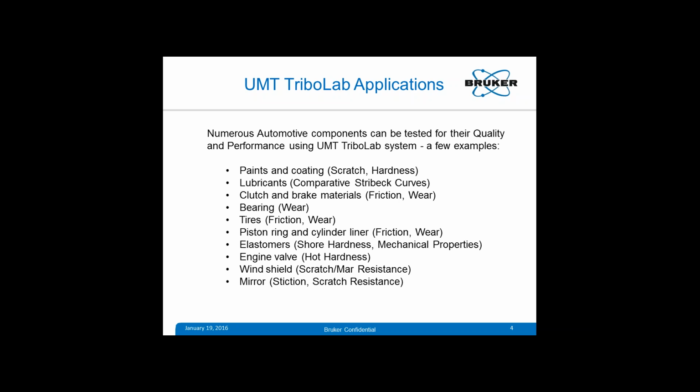Elastomers, which are used in automobile industries, can be evaluated for hardness, usually Shore hardness, which I'll explain later, and some other mechanical properties like flexural strength and stress. Engine valves, which are normally subjected to high temperature, could be evaluated for hot hardness. Windshields and mirrors could be evaluated for scratch, Mar resistance, stiction, and scratch resistance.